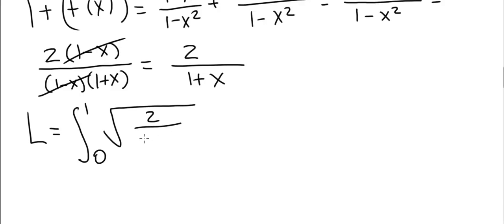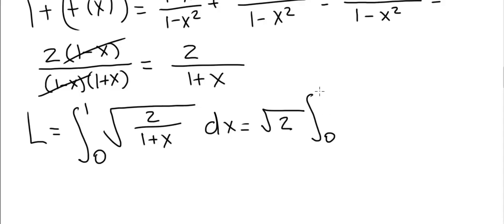of 2 divided by 1 plus x. And let's simplify this. First, we take the square root of 2. It's a constant, so it can come out in front of the integral, times the integral from 0 to 1 of 1 plus x to the minus 1/2 power. And this is easily integrable. We can make a substitution, or since u equals 1 plus x, du will equal dx.